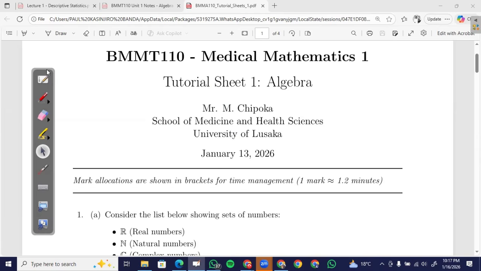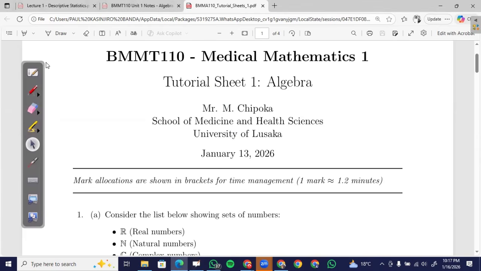In fact, there's this tutorial sheet for those who are at Unilus. This is tutorial sheet 1, and I must mention that Mr. Chipoka likes bringing questions from the tutorial sheets. So if you don't solve the tutorial sheets, you might end up failing the tests or the quizzes or whatever will be given to you. So make sure you go through the tutorial sheet, solve every question. Don't leave out any questions.